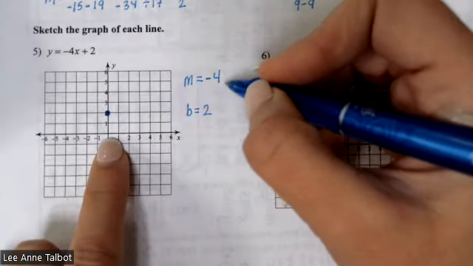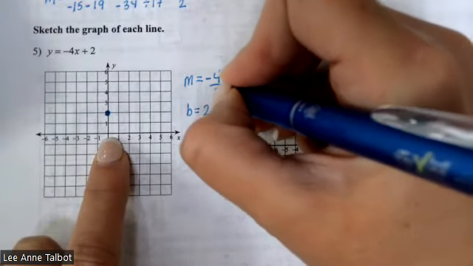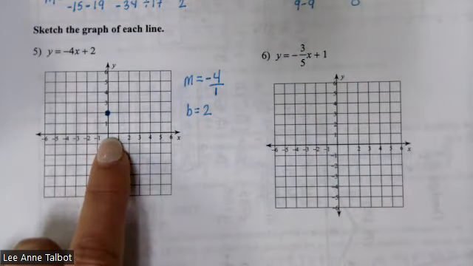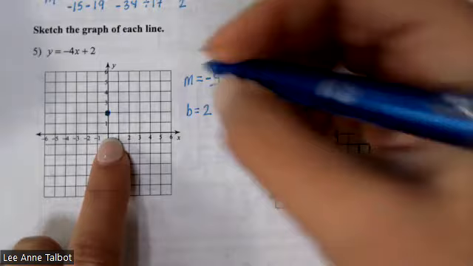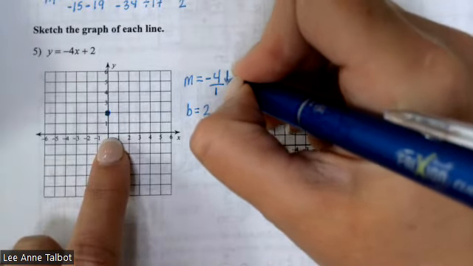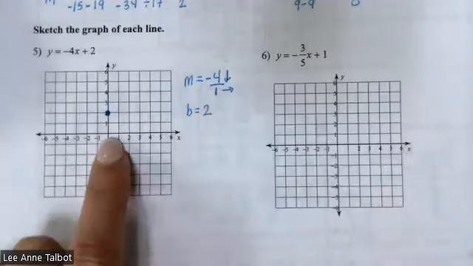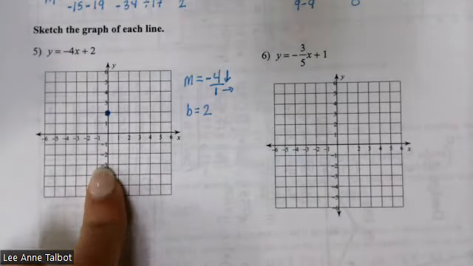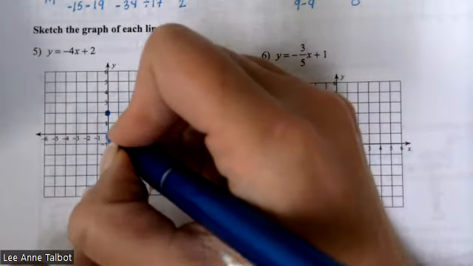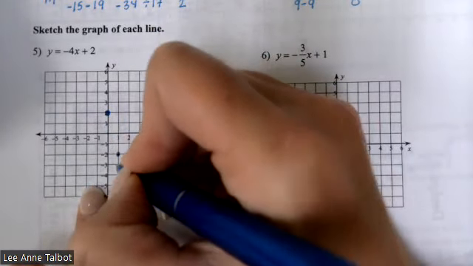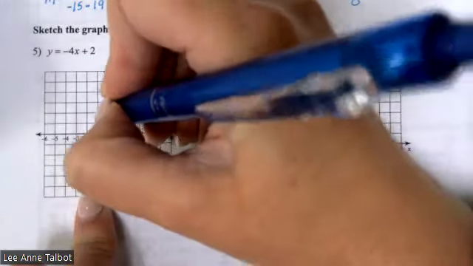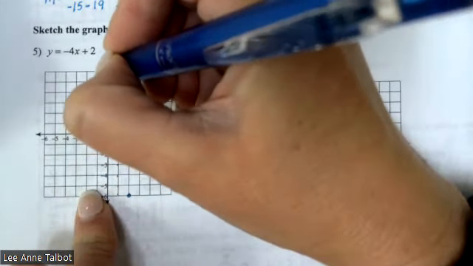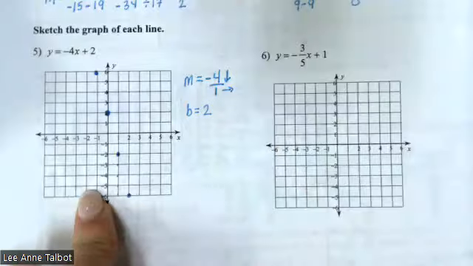And then slope is always rise over run. So when it's a whole number, I put it over 1 just so that I can see the rise and the run. And this is negative, so I'm going to go down and right instead of up and right. 1, 2, 3, 4, 1. And then I like to backtrack.